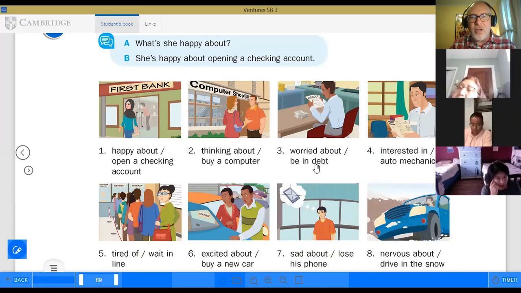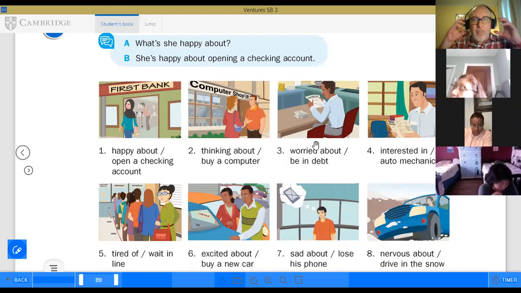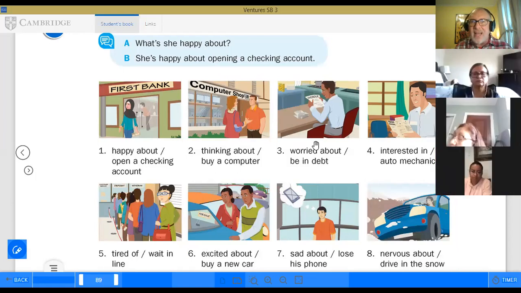No. When you have to pay money to somebody, we say, I'm in debt. So for example, I bought a car, but it's not my car until I pay all the bills every month. So I have a debt. When you owe people money for something you bought, it's a debt, right? So he's worried about being in debt. He has a lot of credit card bills, right?